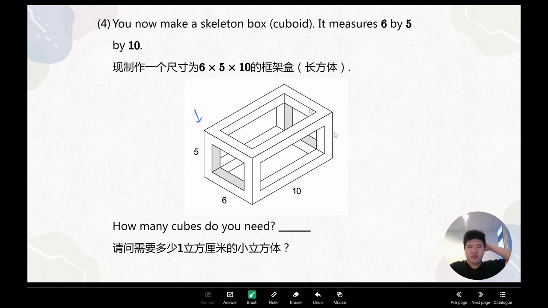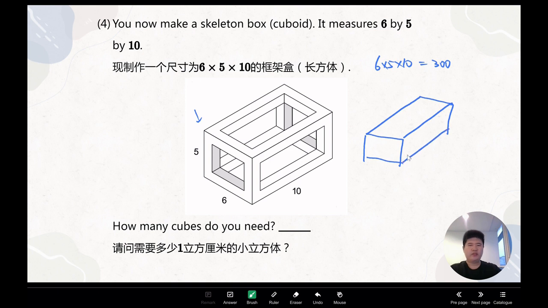We just use the largest one to minus any empty part. The largest one's volume is 6 times 5 times 10, which we got is 300. 我们这完整的长方体在没有挖去任何洞之前是300立方厘米。And then we just check for the empty part. Is the empty part a cuboid? Here, we just got a cuboid here.